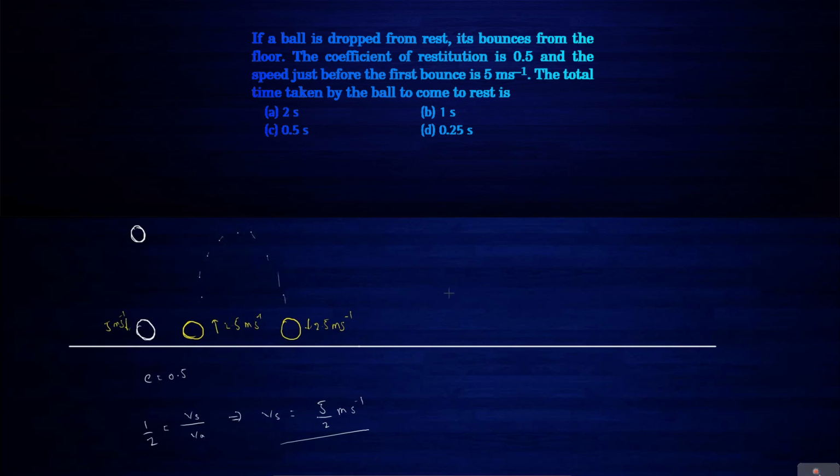Next time it will go with velocity 2.5 by 2 meters per second and come back with velocity 2.5 by 2 meters per second. This will go on infinitely until velocity is equal to 0. So I need to find the total time.